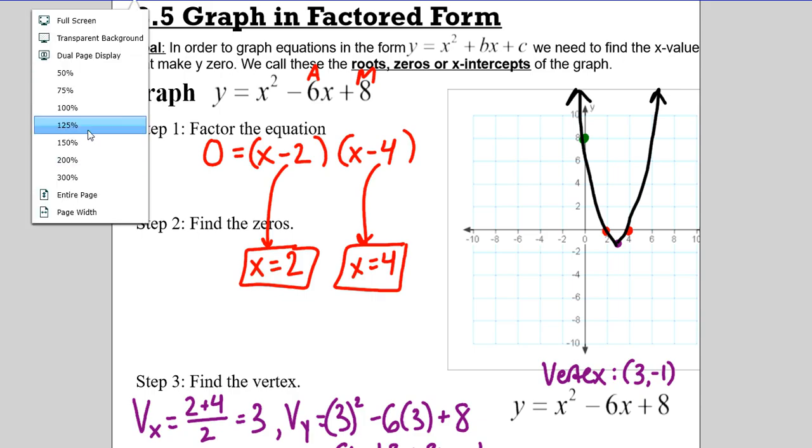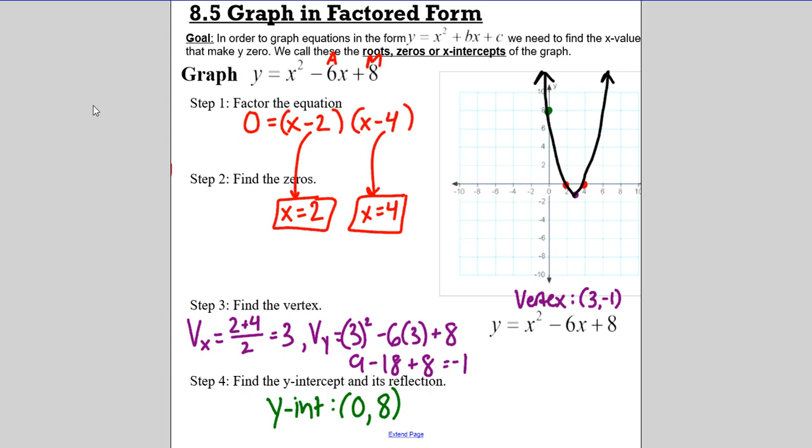Zoom it right there so you can see everything. So if you need to pause the video now to get all the steps in, make sure you've got it. The title of that second section was in 8.5. It was graph by factoring.